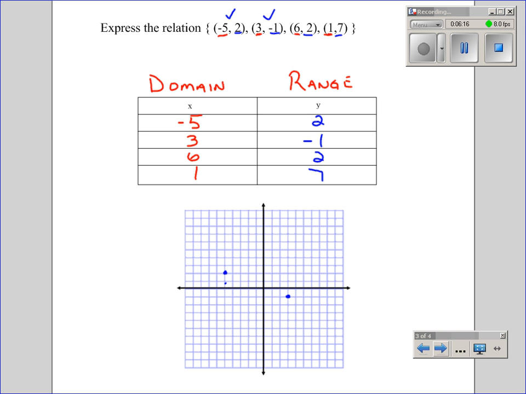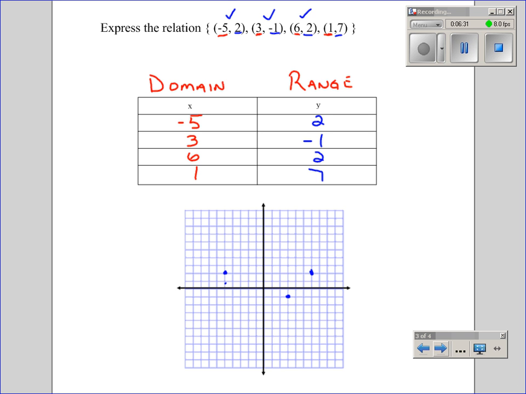Our next point is (6, 2). So you're going to go over 6 from the origin to the right: 3, 4, 5, 6, and up 2. There is (6, 2). And the last one is (1, 7).